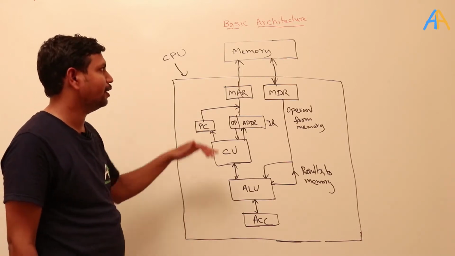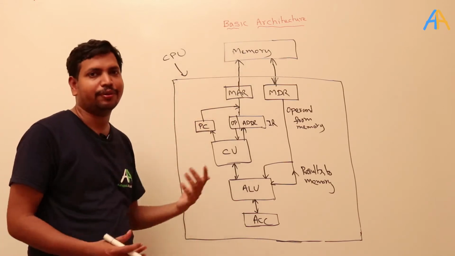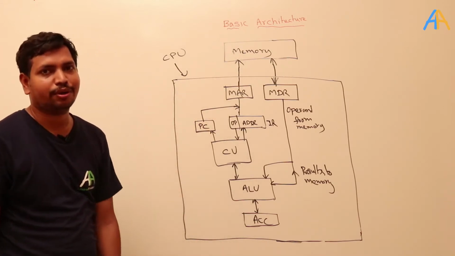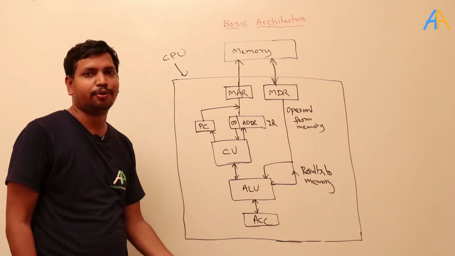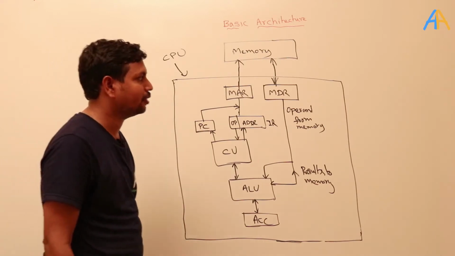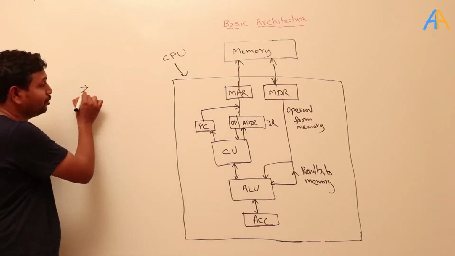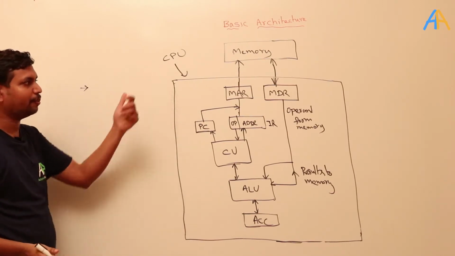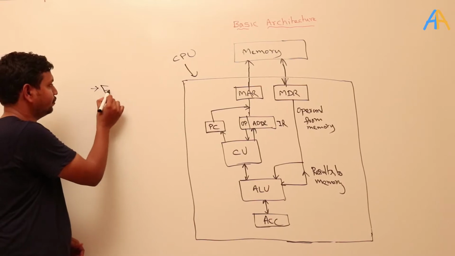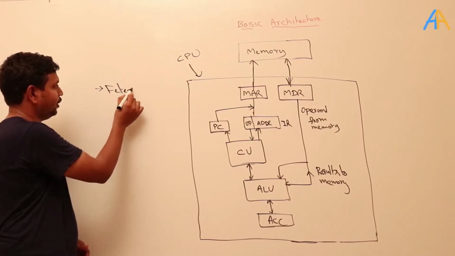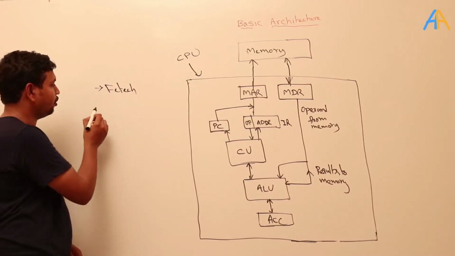So what should the processor do? It has to execute or process the instructions. First, what should it do? It should get the instruction either from input or from the memory. So, fetch the instruction. Fetch. Second, what should the processor do?